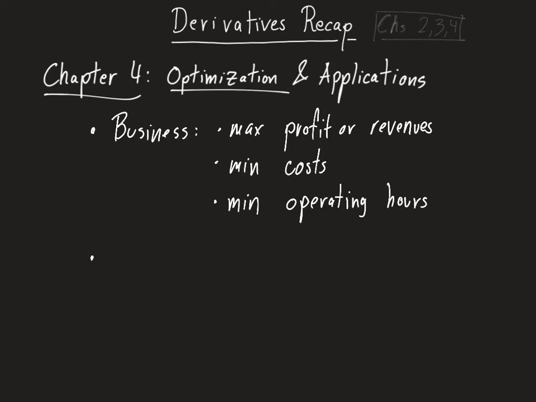Now, there are various other situations in which there might be optimization involved. And these things can include various situations in biology, physics, etc., some of which are actually natural processes.